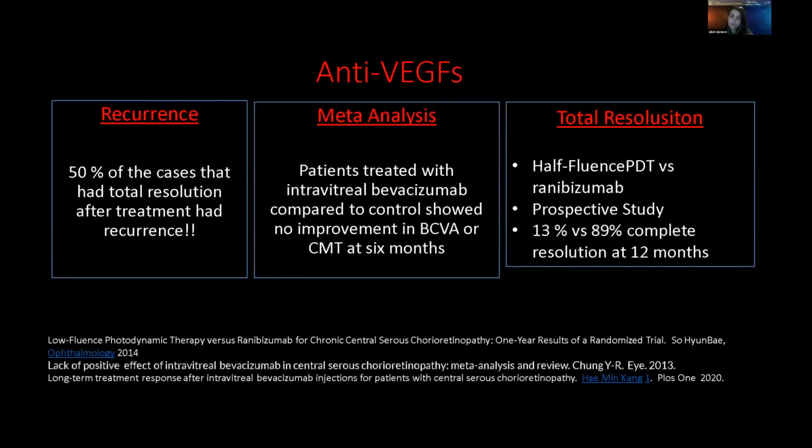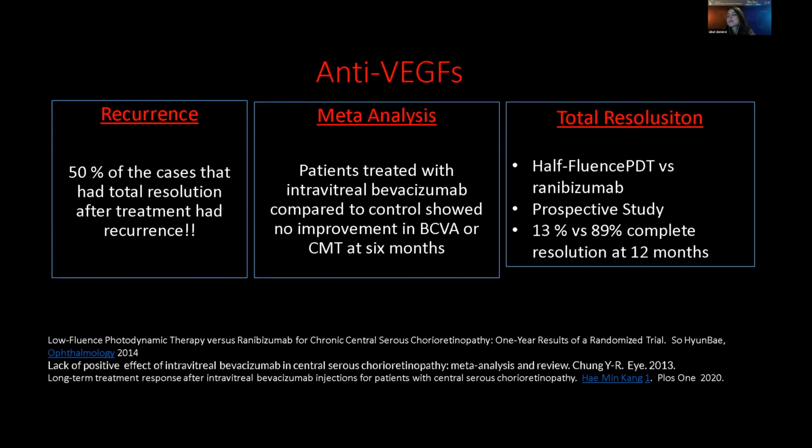The use of anti-vascular endothelial growth factor agents is based on the idea that the VEGF level may be elevated due to the choroidal pathology. However, studies have shown that the VEGF levels are similar between the diseased eyes and the control eyes. And it was shown that the recurrence rate after total resolution is pretty high in these cases, and in a meta-analysis of 4 control studies of patients treated with intravitreal bevacizumab compared to a control group, there were no improvements in best corrected visual acuity or CMT at 6 months.